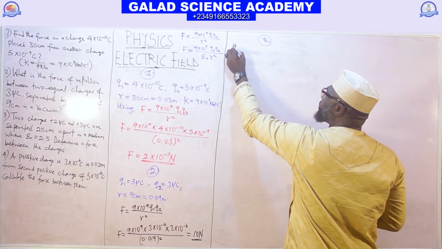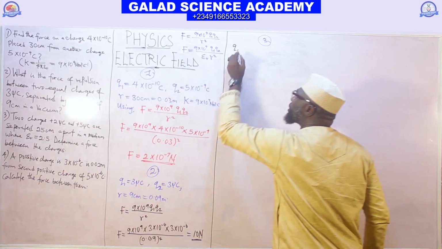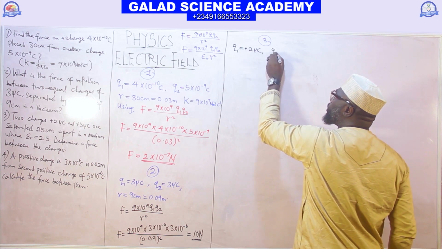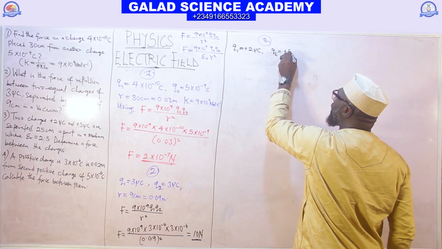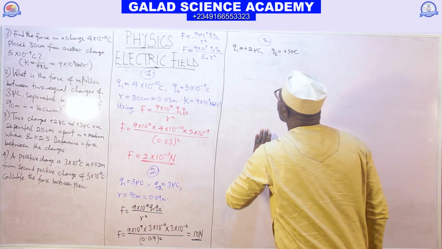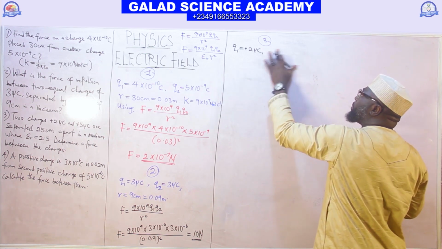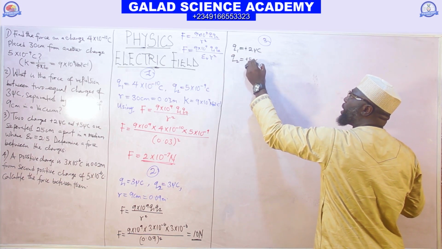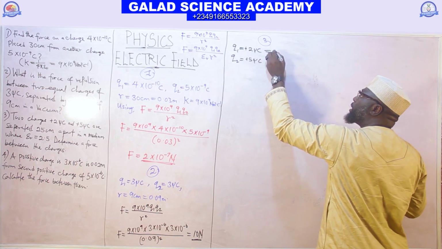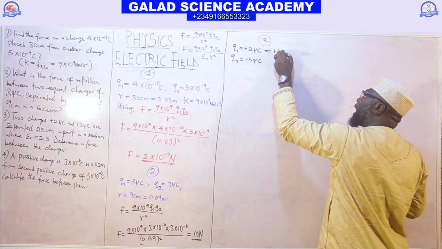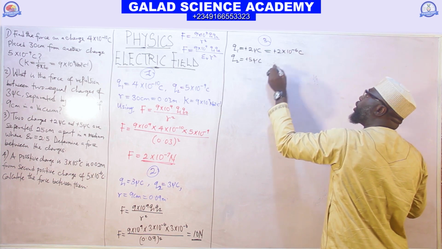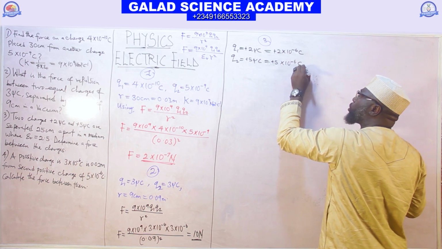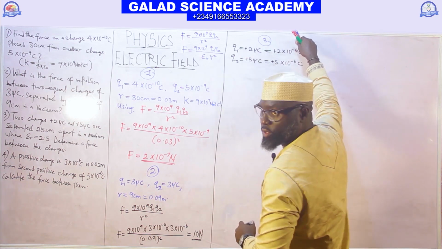What is the first charge given there? My Q1 is plus 2 microcoulomb, and Q2 is plus 5 microcoulomb. And don't forget, let me separate this. Q2 is plus 5 microcoulomb. This will be 2 times 10 raised to power minus 6 coulomb, and here plus 5 times 10 raised to power minus 6 coulomb. This microcoulomb means minus 6.